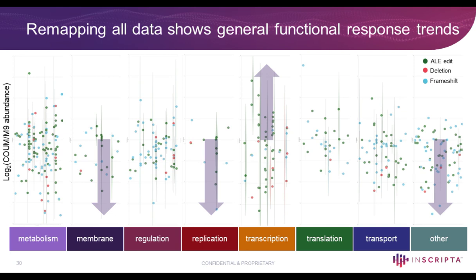So here plotted on the y-axis is the abundance, again, the log of the abundance, so that enrichment score. And then along the x-axis are these different categories. Each of these strips are individual genes within the study. You can see global trends. For example, modifications in the membrane or in the replication or also in the other category are generally depleting for the p-coumaric acid response.